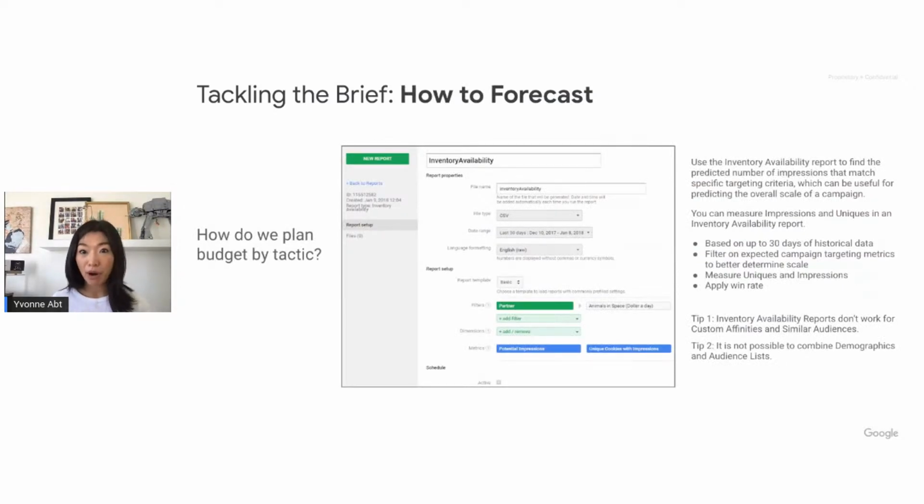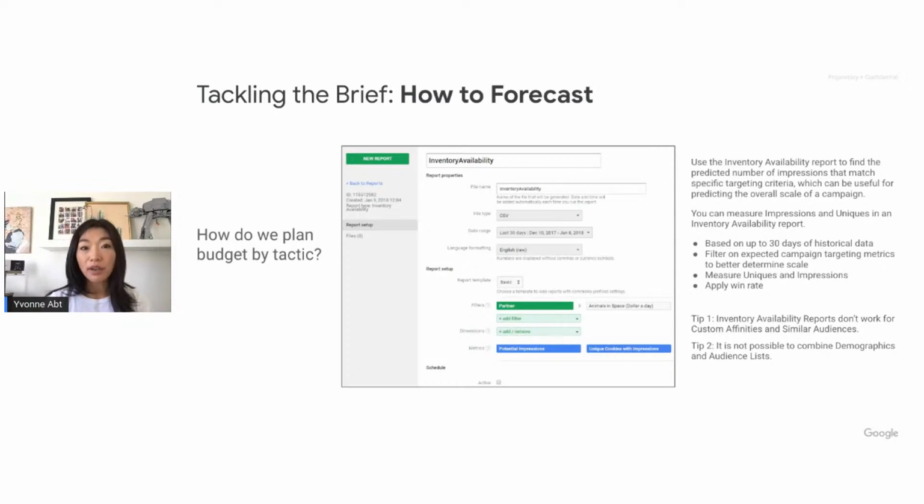Finally, a major part of planning is forecasting. So we've gone through those different modules around objectives, audience, all the way through to creative. But let's say you're being asked, all right, how much budget should I be planning for? What does this look like in terms of scale? DV360 has an inventory availability report to help you with just that, IAR for short.